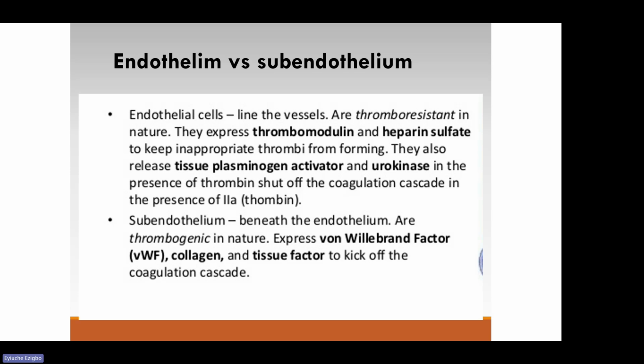This is understandable because inside the lumen of the blood vessel, where there is no cut and no injury, you don't really need the blood to clot. So the endothelial cells by nature are made to be thromboresistant because of some substances they express or secrete, such as thrombomodulin and heparan sulfate, to keep inappropriate thrombi from forming. They also release tissue plasminogen activator and urokinase, and in the presence of thrombin, shut off the coagulation cascade.